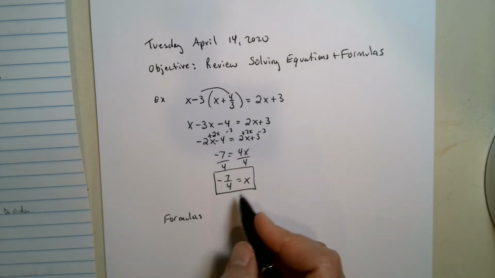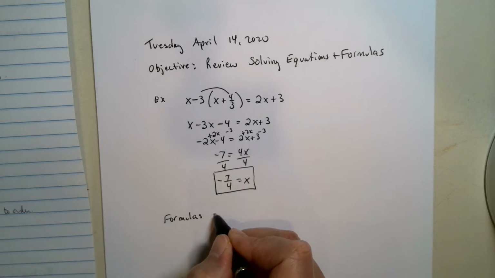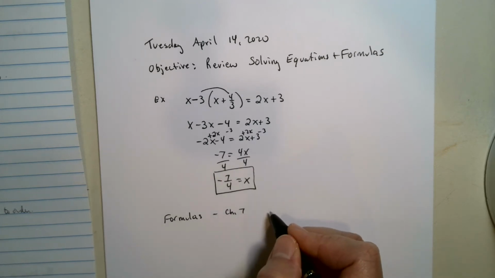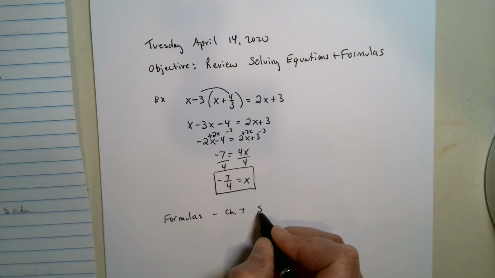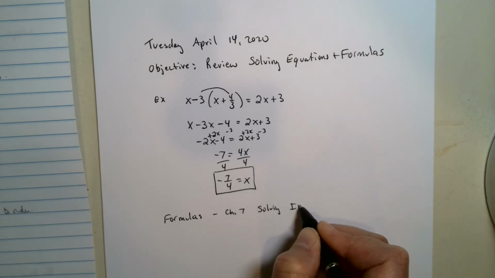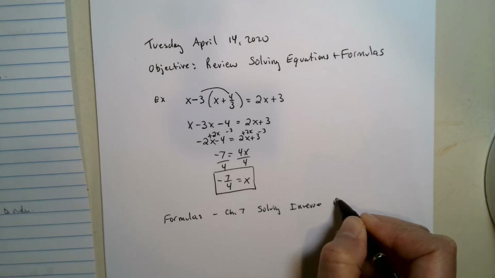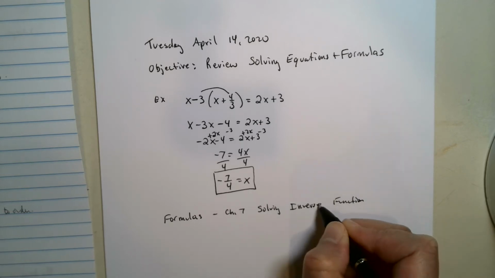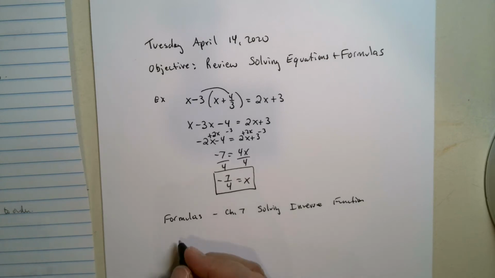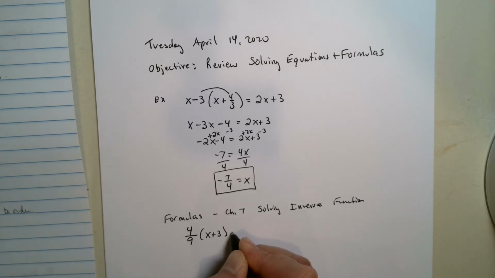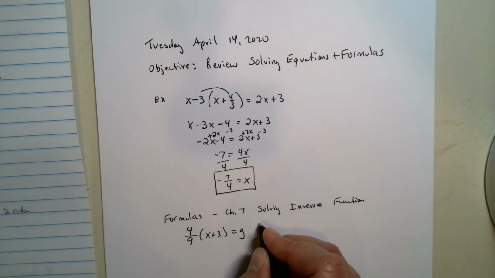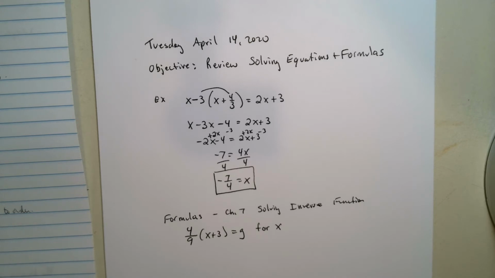And we did this in chapter 7 when we were talking about solving inverse functions. You've got to do the opposite. But for some reason, our brain sometimes has trouble when we've got more than one letter. So we're going to have a formula, an equation with lots of letters, and it's going to say solve it for the indicated variable. So we're going to solve this one for x.